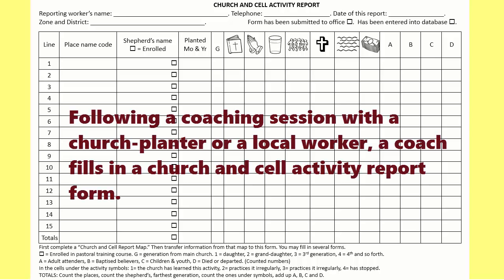Following a coaching session with a church planter or a local worker, a coach fills in a church and cell activity report form. He writes place name or code and a shepherd's name. He ticks a box if the shepherd has been enrolled in a pastoral training course by extension. He writes the year when the church started. He writes a number showing the generation of this church or cell.